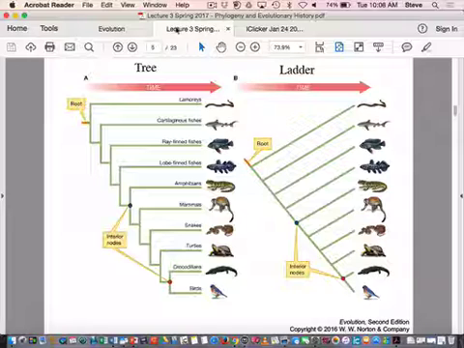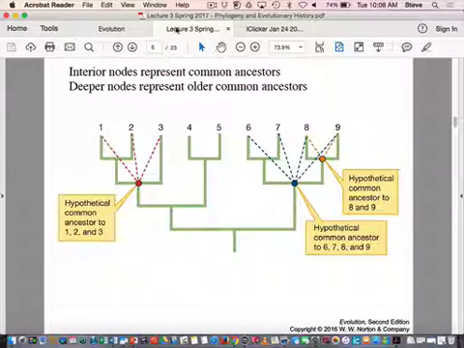And yes, crocodiles and birds share a more recent common ancestor with one another. Okay. So again, interior nodes of a tree represent what we call common ancestors. Given this has a time dimension, from current to deeper or more ancestral, deeper nodes represent older common ancestors. So here, for example, is a hypothetical common ancestor to species 8 and 9. There's a hypothetical common ancestor to 6, 7, 8, and 9.